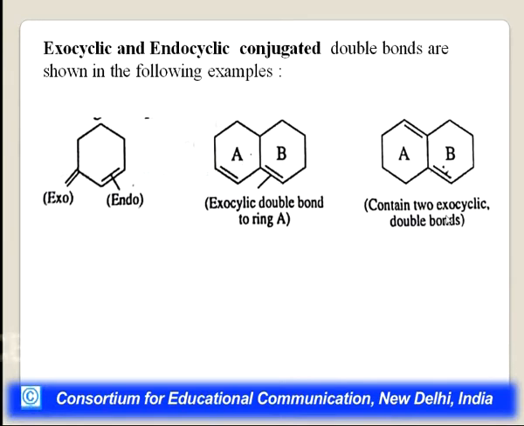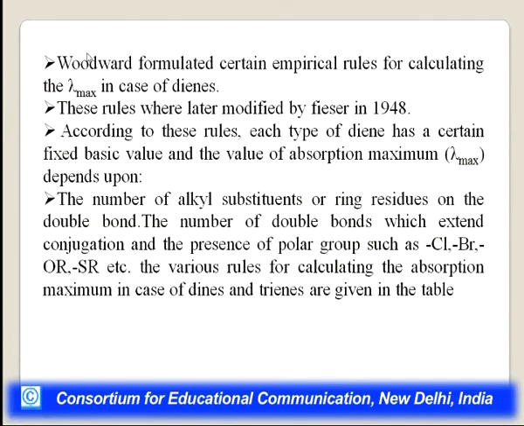A, and here you can see it contains two exocyclic double bonds. This double bond will be treated as exocyclic double bond for ring A, and this double bond will be treated as exocyclic double bond for ring B. So in this way you can identify the different kinds of dienes.